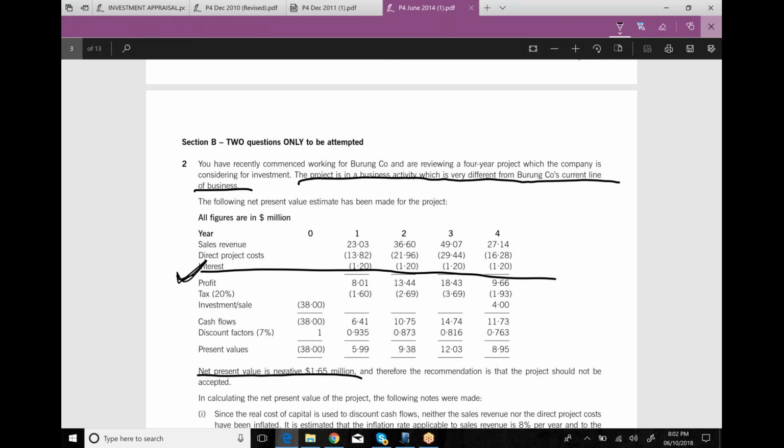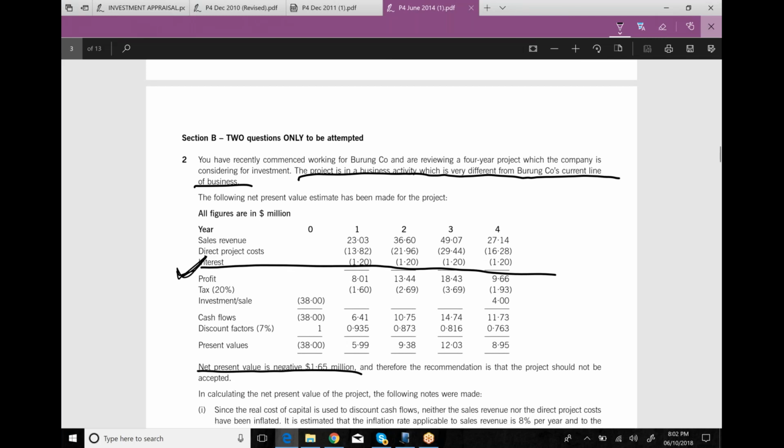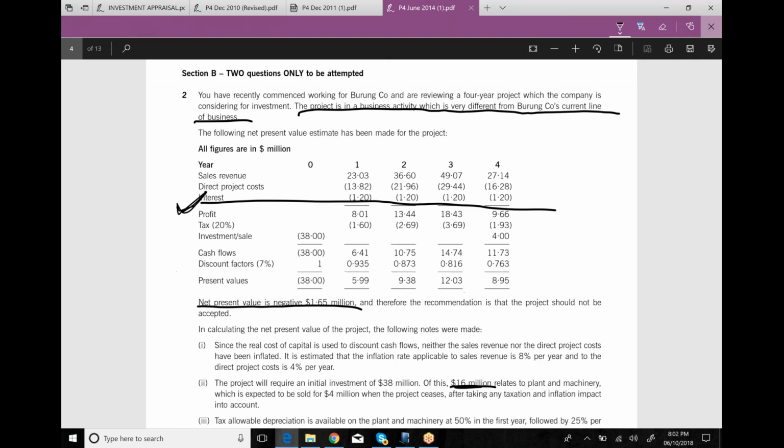NPV is negative 1.65 and therefore the recommendation is that the project should not be accepted. In calculating the net present value of the project, the following notes were made. Since the real cost of capital is used to discount cash flows, neither the sales revenue nor the direct project cost has been inflated. It is estimated that the inflation rate applicable to sales revenue is 8% per year and to the direct project cost is 4% per year.